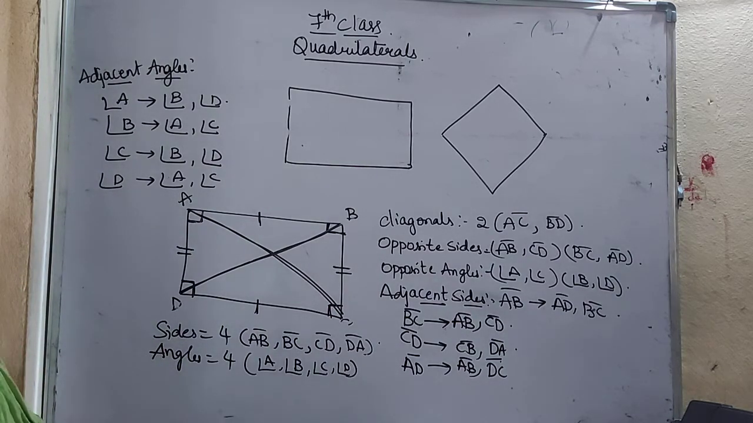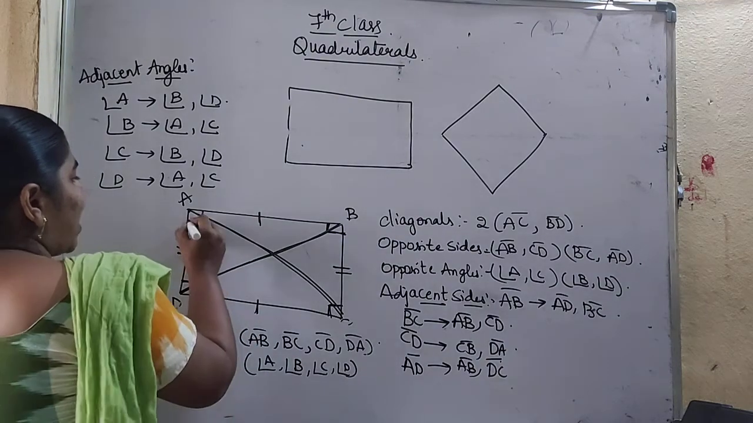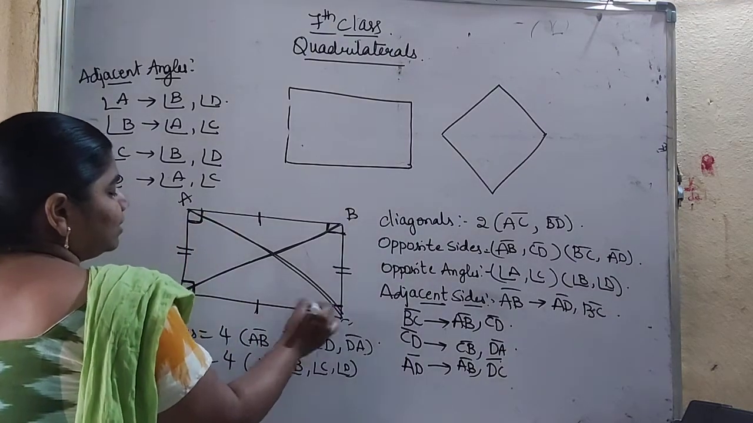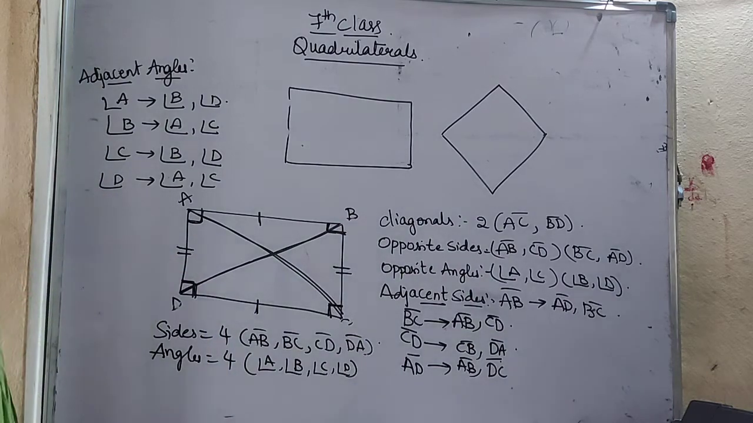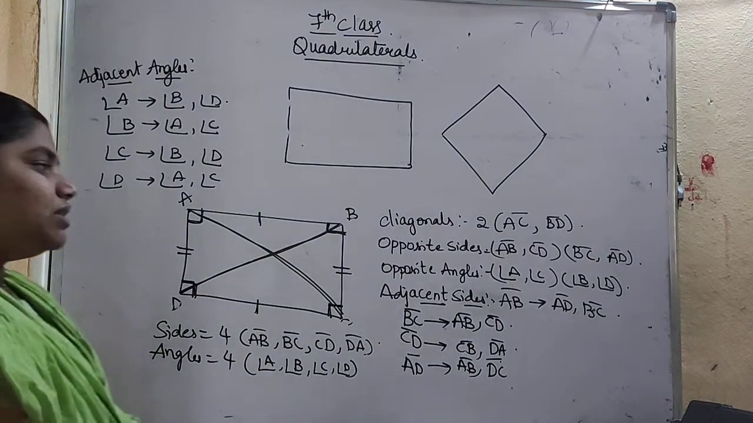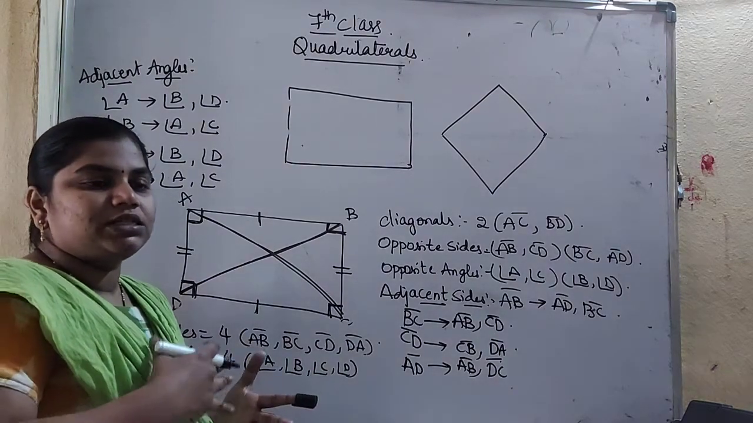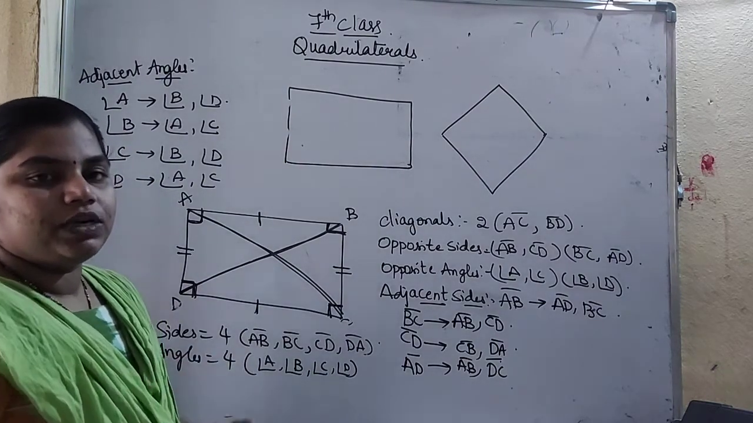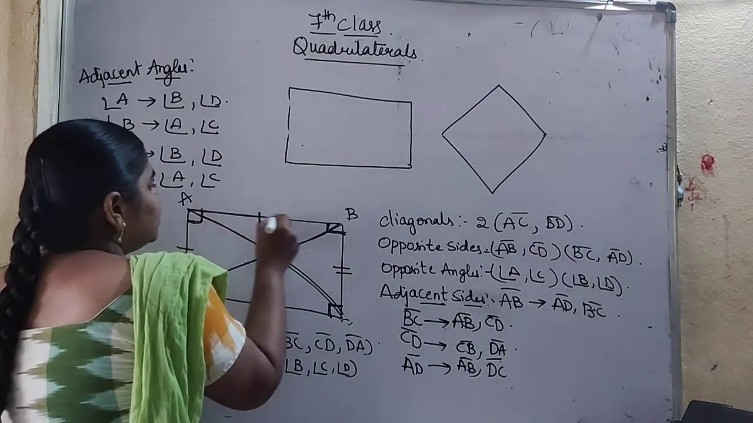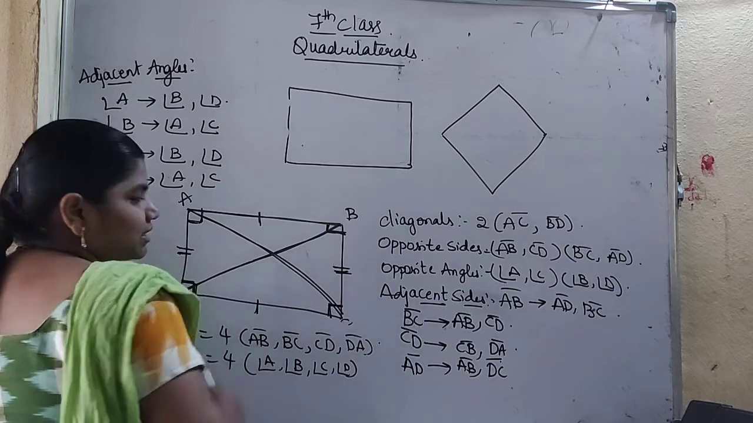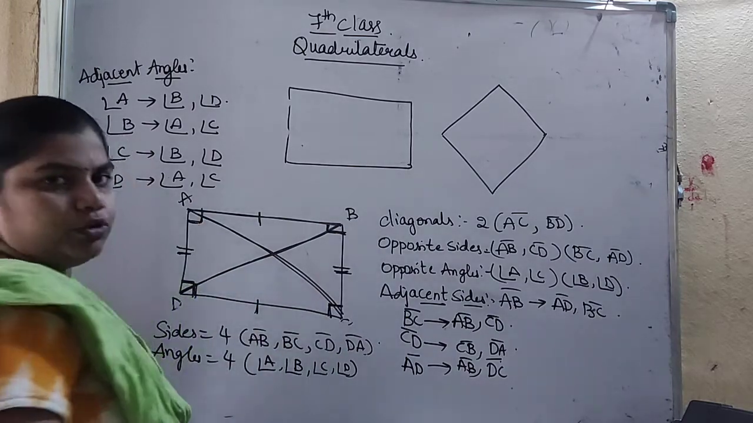Now we have to talk about opposite angles. So what are the opposite angles? Angle A is opposite to angle C and angle B is opposite to angle D. So these are opposite angles. Next is adjacent sides. What are adjacent sides? Adjacent sides are the sides which are lying side by side. So what are the adjacent sides? For AB, BC and AD are adjacent to each other.